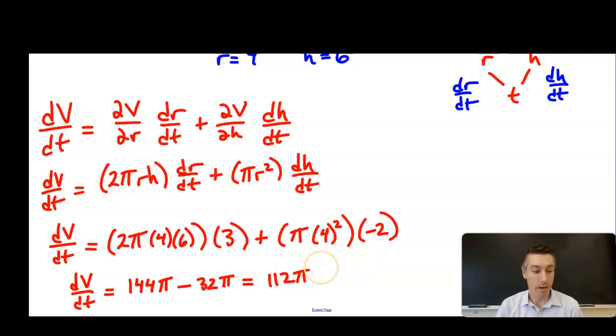And here, if we put minutes in, that would be inches cubed per minute. So the volume of the cylinder with respect to time at this moment in time is changing at a rate of 112 pi inches cubed per minute. So this is how a related rate can be tackled with this new style of chain rule.